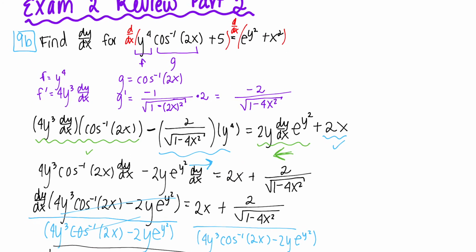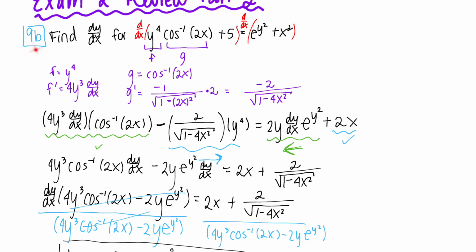So sorry about that. Anyway, for 9b, which is where we left off on the review, taking the derivative of, finding dy/dx for y to the fourth cosine inverse of 2x plus 5 equals e to the y squared plus x squared. For this part here, you have to do product rule, so that's what happened here. I did product rule. And then you have your f prime g, and then what happened here, this was a plus, because it's product rule, it's plus, but because this was a negative, I went ahead and just made it a minus here.